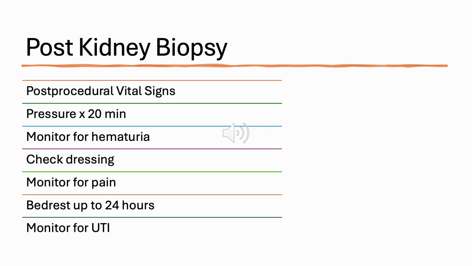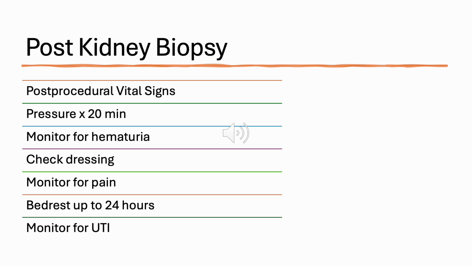Okay, post-procedure, post-kidney biopsy procedure, you want to prevent hemorrhage, okay? Remember, the kidney's highly vascular. So you're going to do your post-procedural vital signs because if the patient does start to hemorrhage, you're going to see tachycardia first, then tachypnea, then finally a low blood pressure happens a little bit later, okay? They're going to have a narrowed pulse pressure. You're going to hold pressure times 20 minutes.